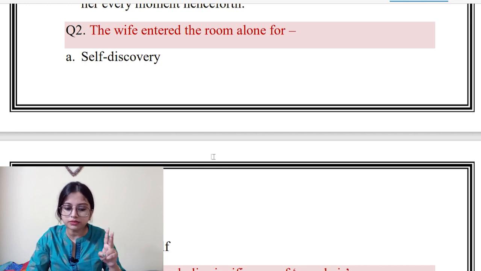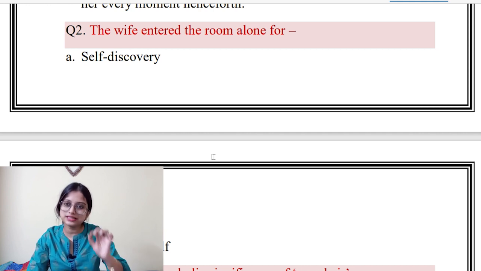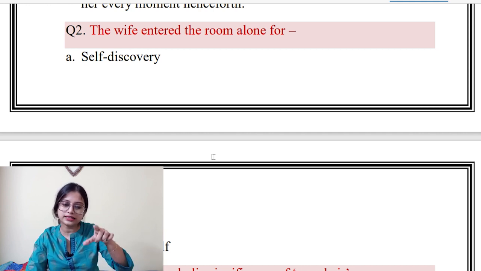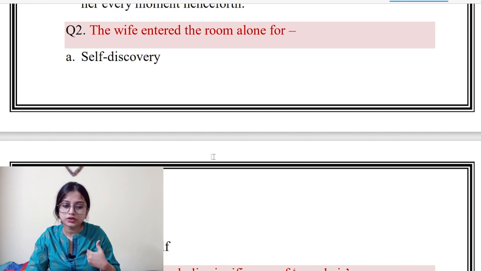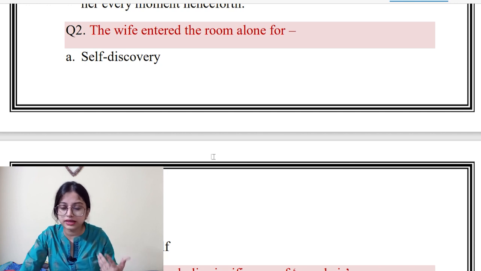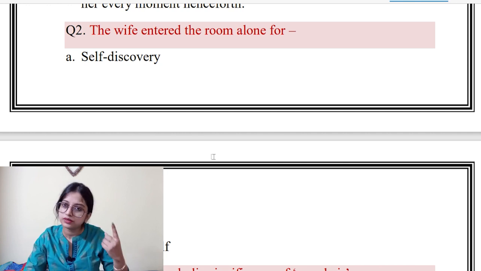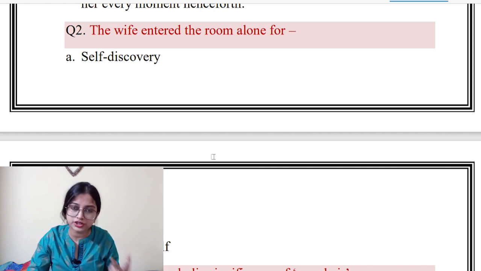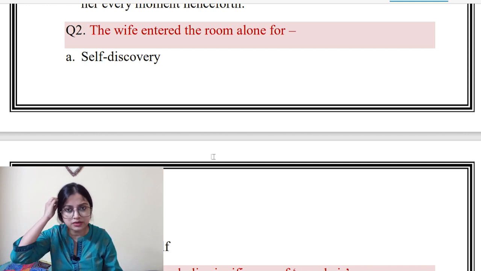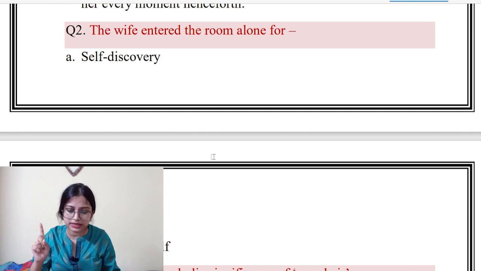Self-discovery, freedom, peace, time for herself. You see, all the options I have chosen in such a way that you might think that all are correct, isn't it? Self-discovery. Yes, I'll go inside and I'll discover what I am, what is the confusion in my mind. I'll search, I'll try to think of the reason behind that. One is correct. Freedom. Entered for freedom, we cannot call it. She had to realize in her mind what freedom is, and she is now going to get that freedom for herself. Freedom is not that correct.